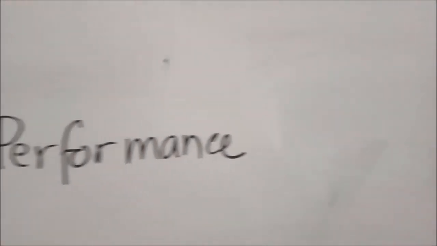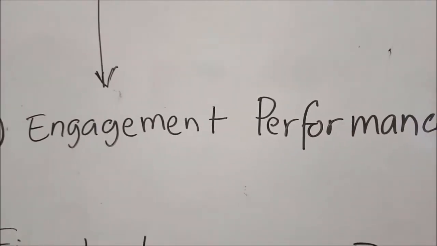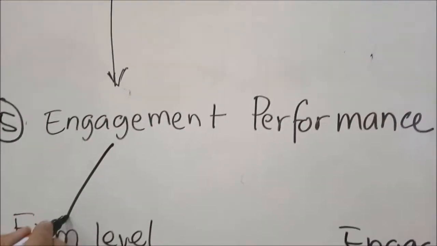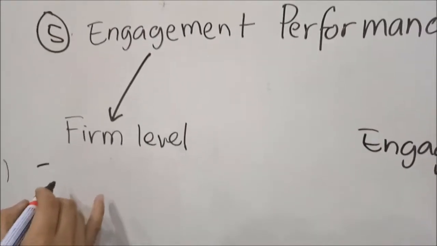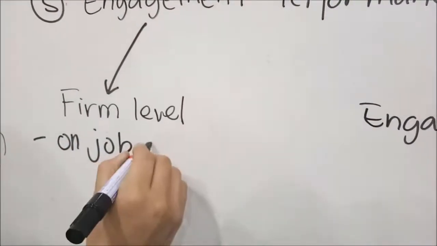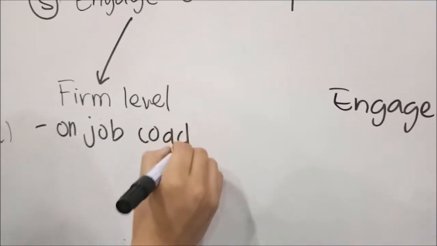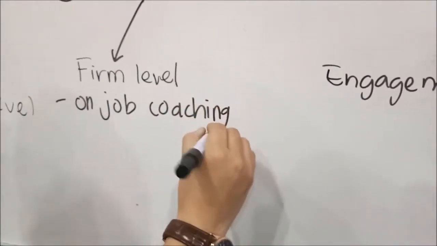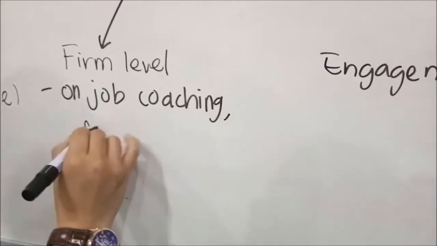The next element is engagement performance. For the firm level, it is to ensure every engagement team assigned has the capability to deliver a good job. Each engagement team comprises the engagement partner, senior, experienced, and less experienced staff.